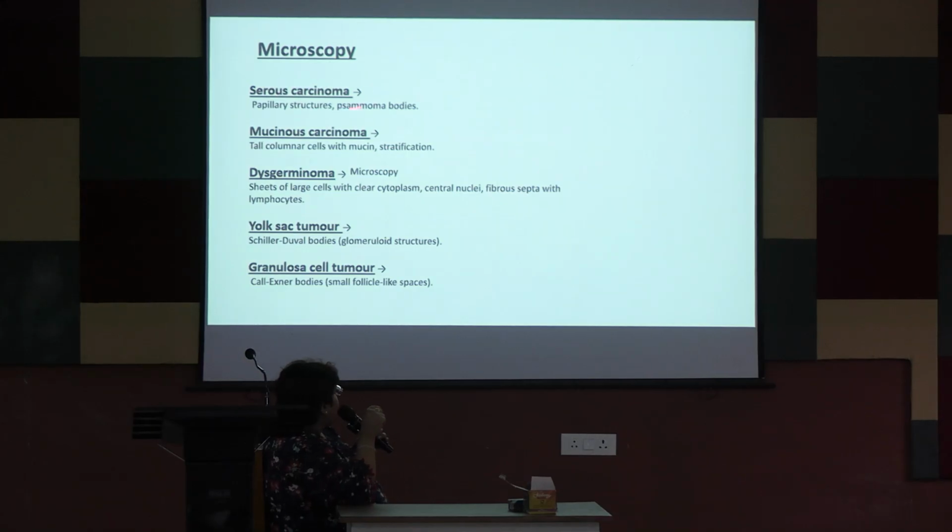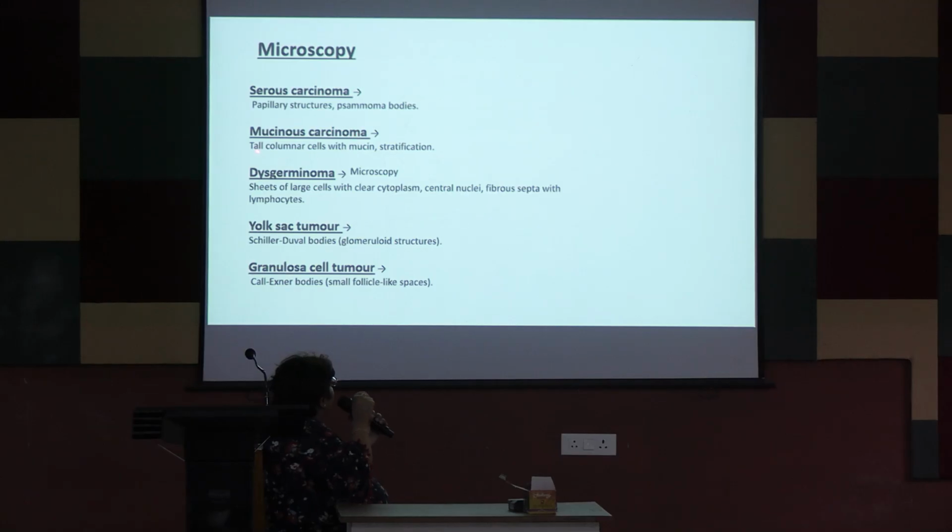Next, microscopically, what will you see? In serous carcinoma, you might see papillary structures on the lining and psammoma bodies. You can find psammoma bodies in very few tumors. One is serous carcinoma, the other ones are papillary carcinoma of thyroid and psammomatous meningioma. There you will find psammoma bodies.